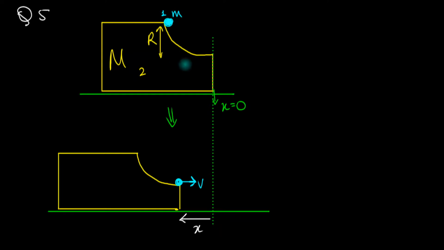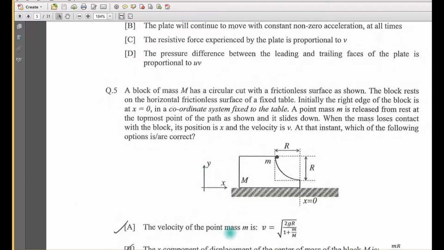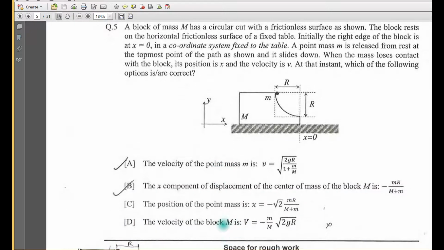And this distance is also R. Basically, we need to figure out certain properties. We need to figure out what V is, I think, the velocity of the point mass. We have to calculate the velocity of this mass.